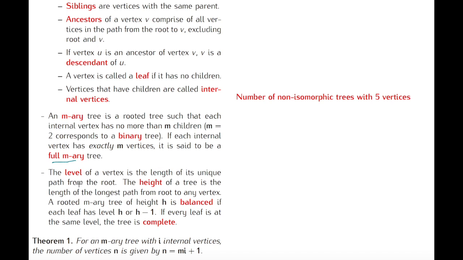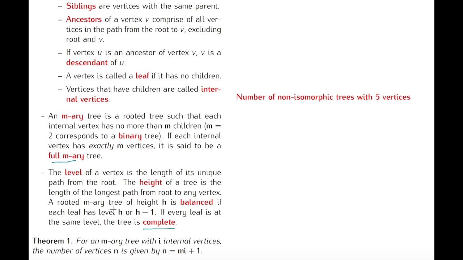The level of a vertex is the length of its unique path from the root. Every vertex has a unique path from the root in a tree. The height of a tree is the length of the longest path from root to any vertex. A rooted m-ary tree is balanced if each leaf has a level of h or h minus 1. If every leaf has the same level, then the tree is complete. These are just definitions; once you see a tree, you can easily see whether it satisfies these balanced, complete or full conditions or not.